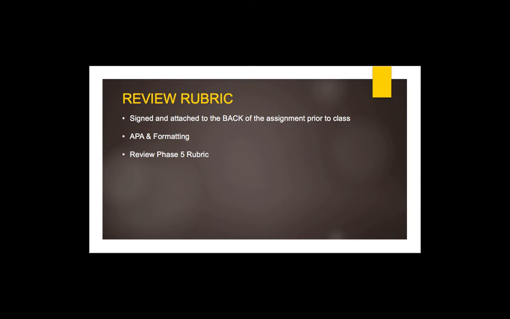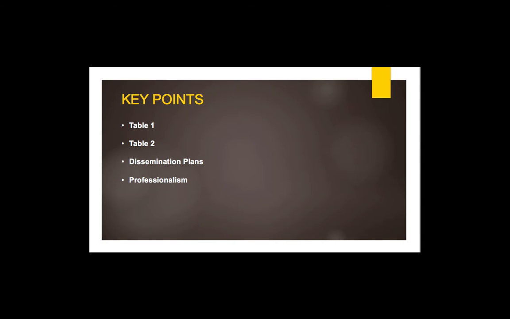Rubrics should be signed and attached to the back of your assignment prior to the beginning of class. Also, if you and your teammates are confused or have questions, refer to your syllabus for technical guidelines and Purdue OWL for APA clarification. Remember, utilize your resources. Next, we are going to review key points that should be included in your Phase 5 assignment. The template is located on eCampus and should include Table 1, Table 2, dissemination plans, and professionalism.